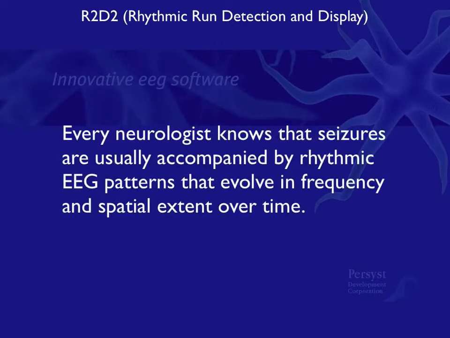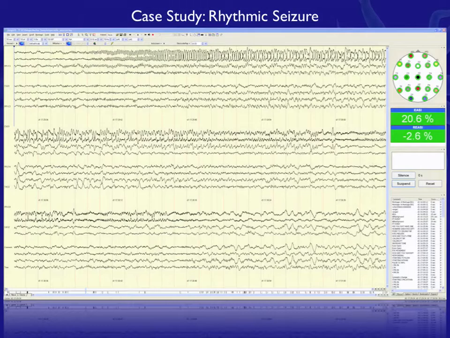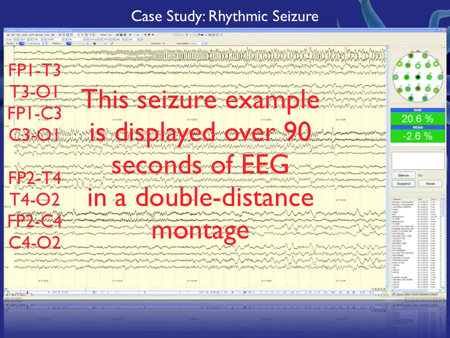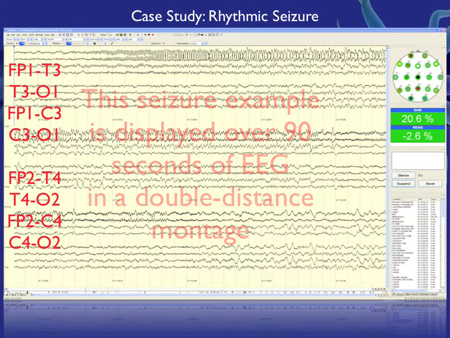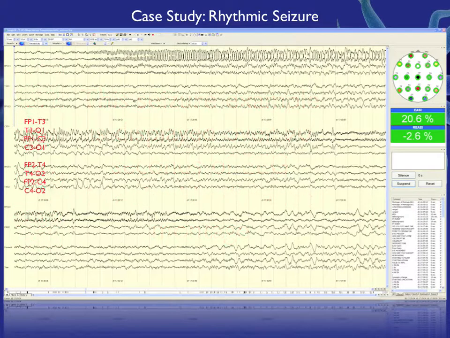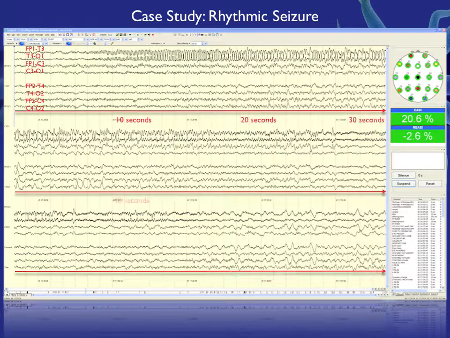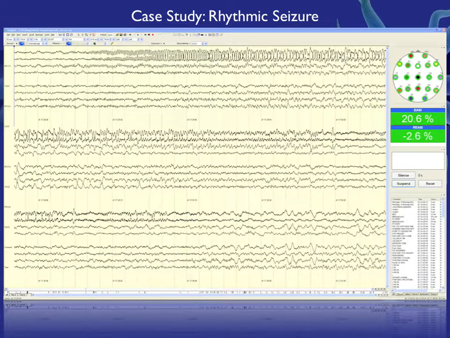Every neurologist knows that seizures are usually accompanied by rhythmic EEG patterns that evolve in frequency and spatial extent over time. This seizure example is displayed over 90 seconds of EEG in a double distance montage. The pages are displayed from left to right in 3 rows. This 90-second display allows us to follow the seizure throughout its course of evolution. This left temporal seizure is evidenced by a change in the predominant frequencies and their amplitude from the onset to the offset of the seizure.